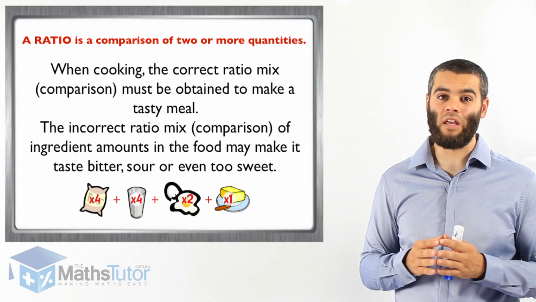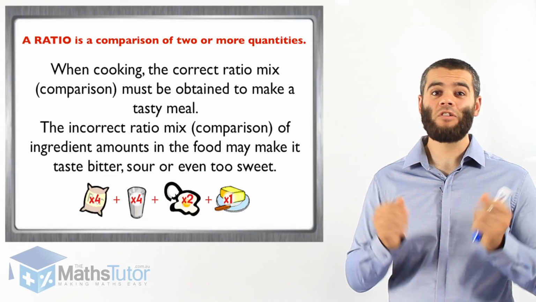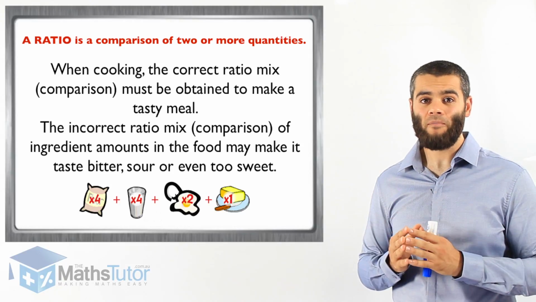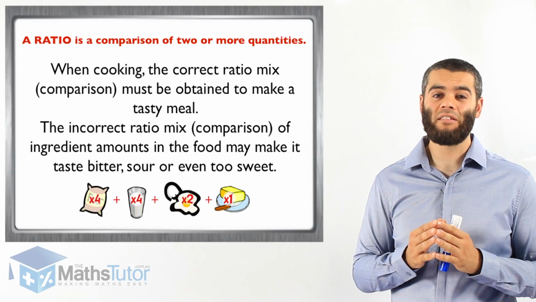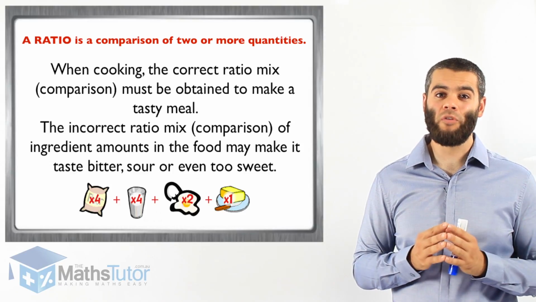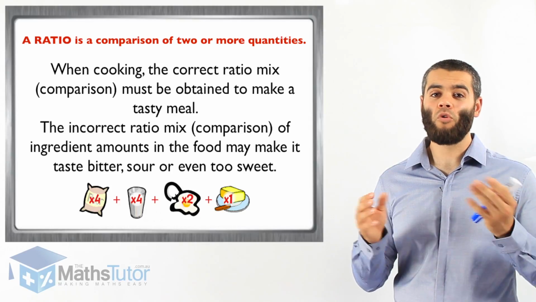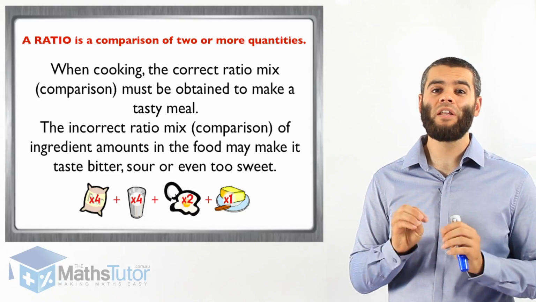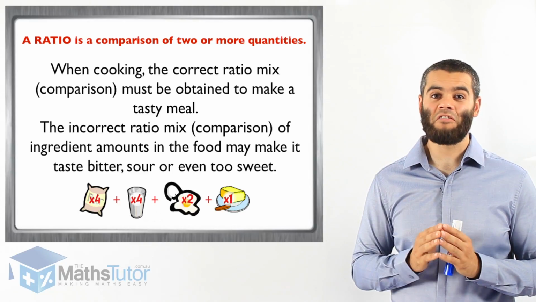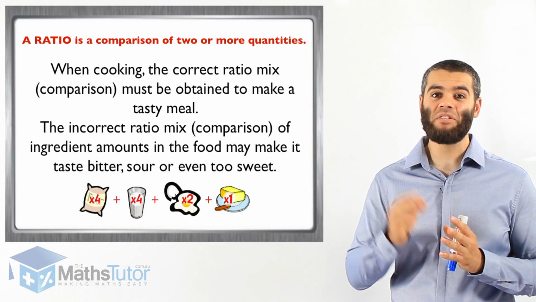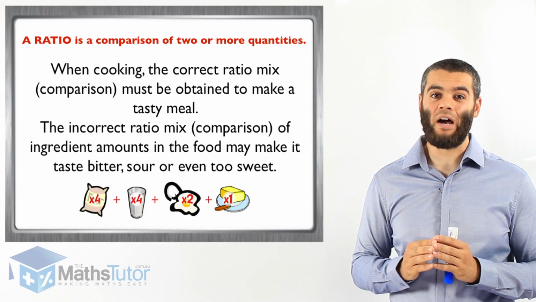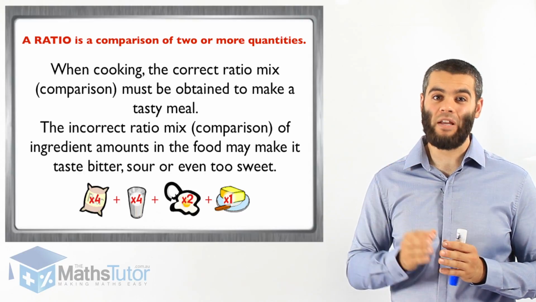Same thing when cooking. When your mum or dad are cooking and creating a cake or making something, do you understand that they are using ratios? They are using ratios when they put in the ingredients, the flour or the water or any kind of ingredient they are putting in the meal they're making. It's very important that they get the right mix, or else the taste may be bitter or even sour or maybe too sweet. It's important to get the mix right. That mix is called the ratio.